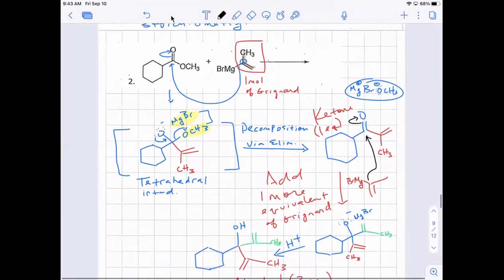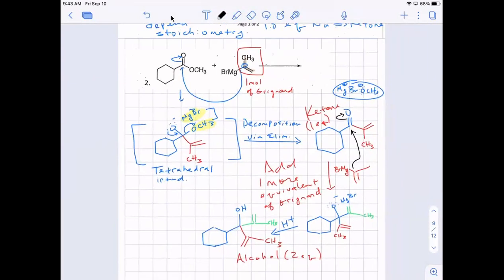All right, other questions about the ester addition? So remember with the ester, the product outcome is dependent on the stoichiometry. So if it's 2 equivalents of Grignard, then you're going to get an alcohol. If it's 1 equivalent, it's going to decompose back down to the ketone. All right, any questions? All right, let's go down and do an example.